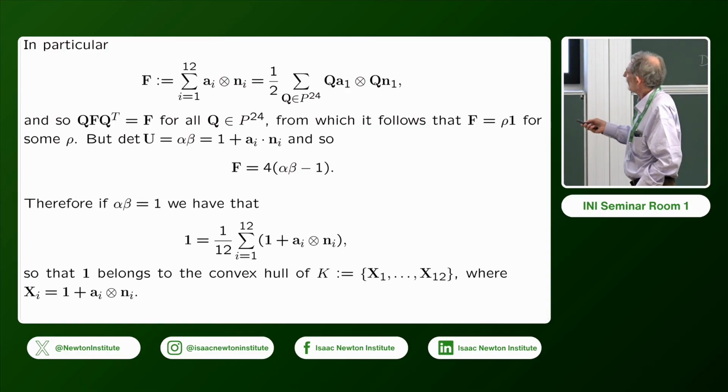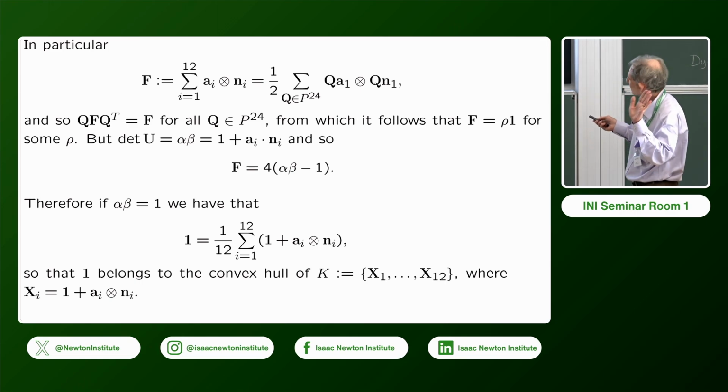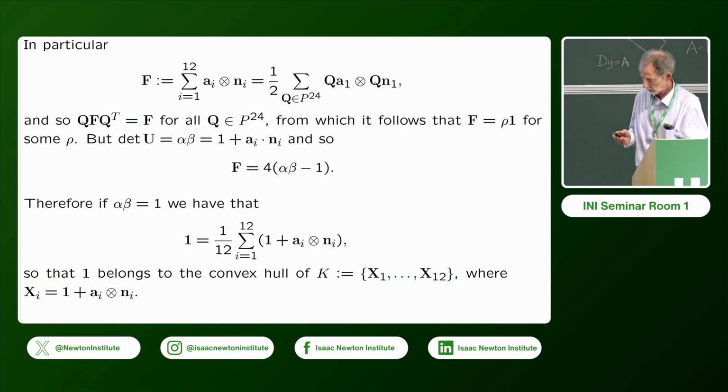So, in particular, if alpha beta is 1, which it very nearly is, then the sum of these 12 matrices is 0. Okay? So the identity is in fact 1/12 of the sum of identity plus AI tensor Ni, so that the identity belongs to the convex hull of these 12 matrices, identity plus AI tensor Ni.